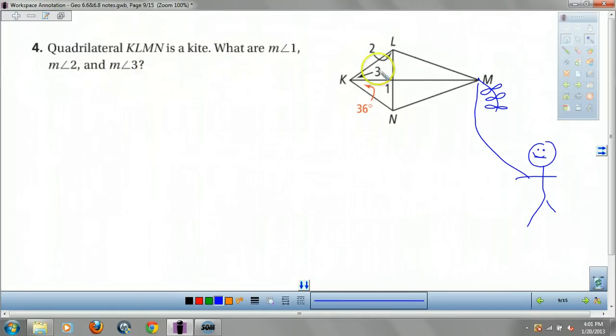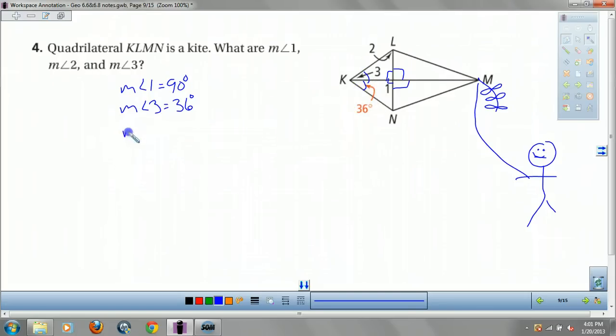So, what are the angles? Well, these are diagonals. And we know diagonals are perpendicular to each other. So these are all right angles. So that's the easy one: the measure of angle 1 is 90 degrees. Now that they bisect the angle, right away I can say the measure of angle 3 will be 36 degrees, because if that's 36, this is 36.